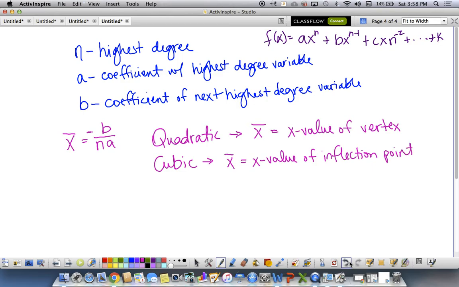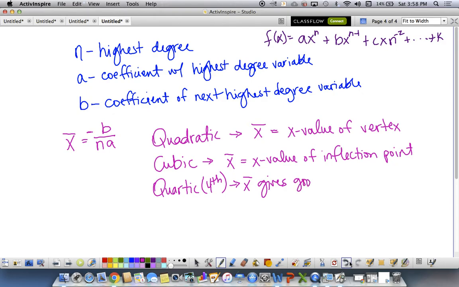Meaning where it changes direction. Okay, the inflection point. For the fourth, they call it a quartic, which is a fourth degree. The x bar gives us a good idea. It's not necessarily the exact value.